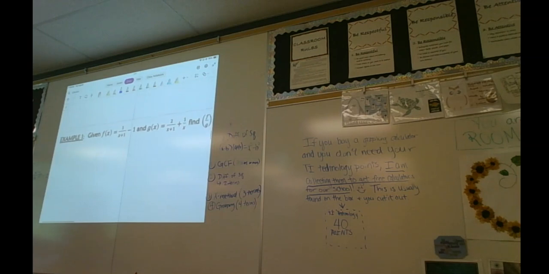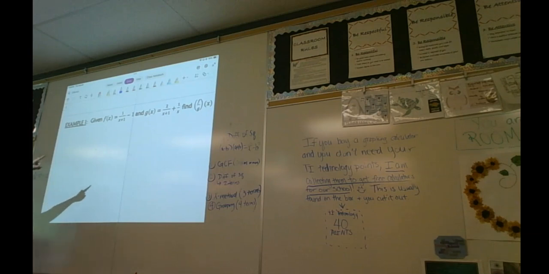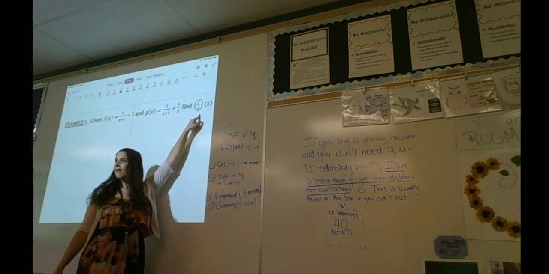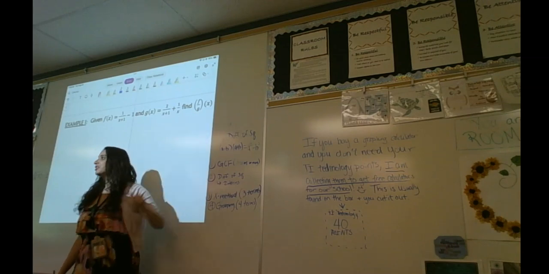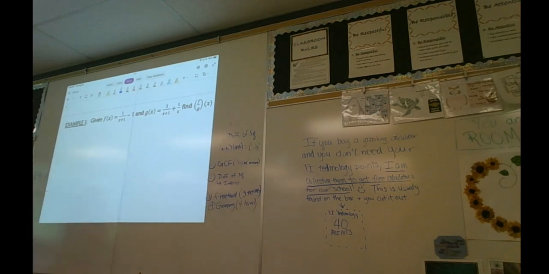Okay, are you ready? Let's do some complex fractions. Given f of x is that nasty thing and g of x is that nasty thing, find, what is that asking you? Can somebody read this for me? F over g of x, f divided by g of x. I want you to find f of x divided by g of x. You gotta get used to that notation. So then we divide them.